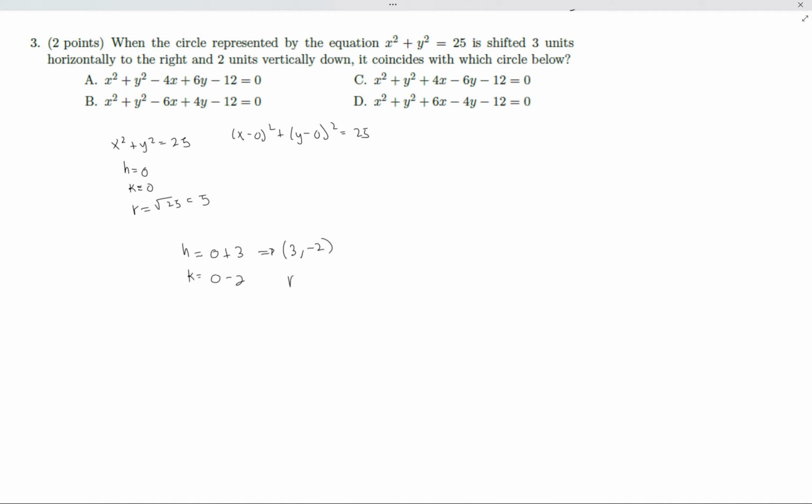But since our radius is still the same, we haven't changed the size of our circle, we can now construct the standard form of this new circle. In this case, the new location would suggest that the standard form should be x minus 3 squared. Again, minus 3 because this is positive. And then y plus 2 because this one is a negative value, and then squared. And then r squared, that is 25 still. Now let us convert this to the general form by expanding each of the binomials present here.